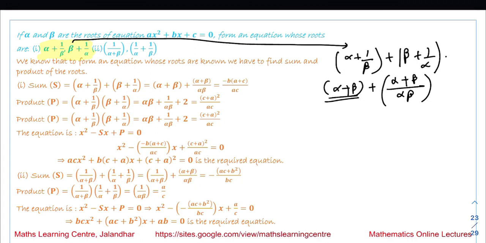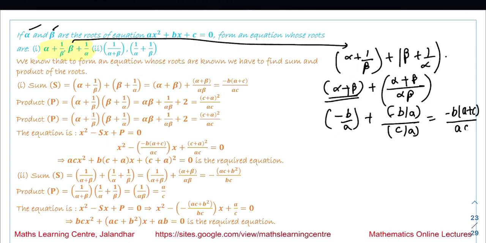Now what is alpha plus beta? Alpha and beta are the roots of this equation. So it is minus b by a, and alpha beta is c by a. The answer you will get is minus b into (a plus c) by ac. This is the sum of the roots. If we are talking about the product of the roots, this is the product of the two roots. When you multiply these terms, you will get the answer (c plus a) whole square over ac.